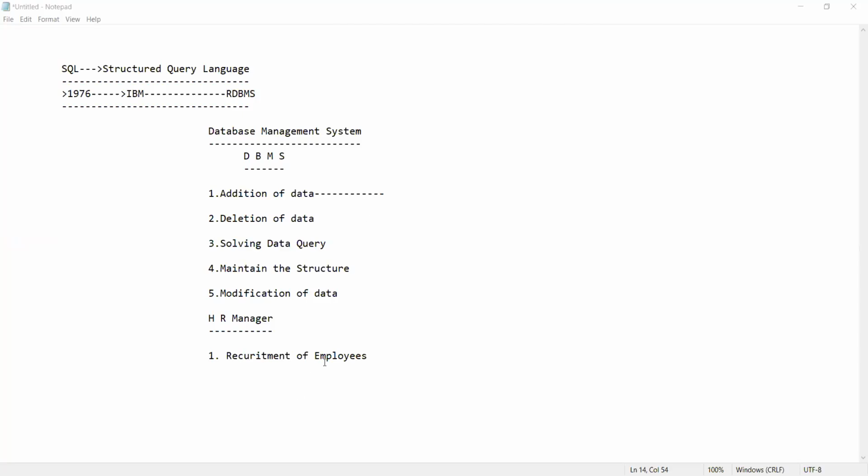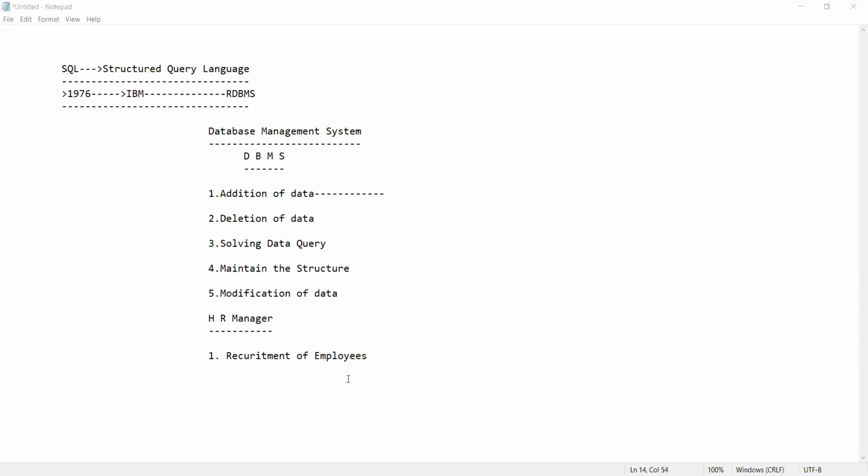So guys, the recruitment of employees means what? New employees are recruited by the HR manager of the company, for the purpose of development and achieving the task of the company. Am I right? In the same way here also, addition of data we have.